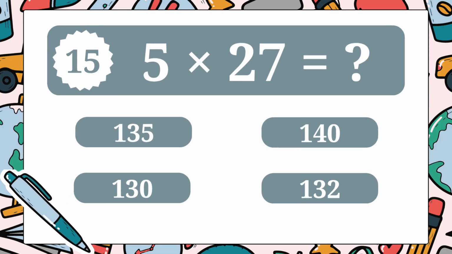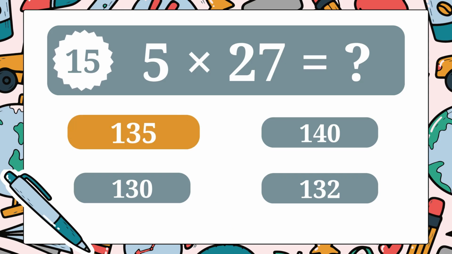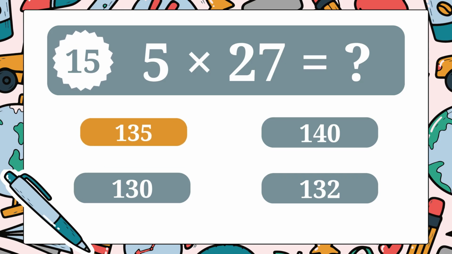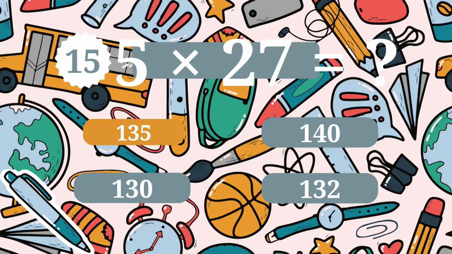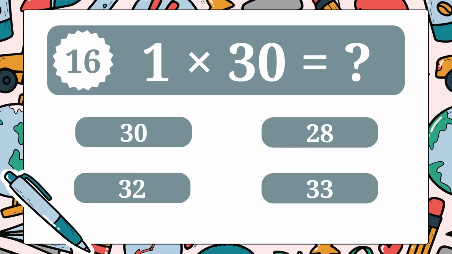Question 15. What is 5 times 27? 135. Question 16. What is 1 times 30? 30.